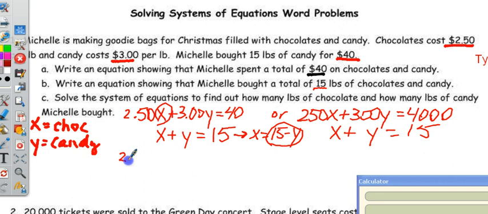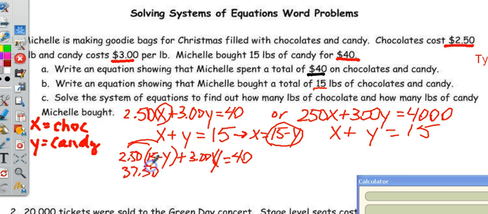So when I do that, I'm going to do 250 times 15 minus Y plus 3 times, no, I'm sorry, that's just 30Y equals 40. Okay? All right, we distribute here. 250 times 15, that's going to give us 3750 minus 250 times Y. I'm just going to go ahead and make that 2.5Y. Hope everybody's okay with that. Plus 3Y, because that's the same thing as 3.00, equals 40.